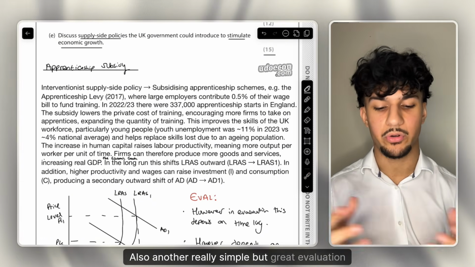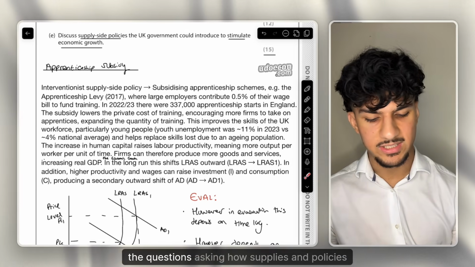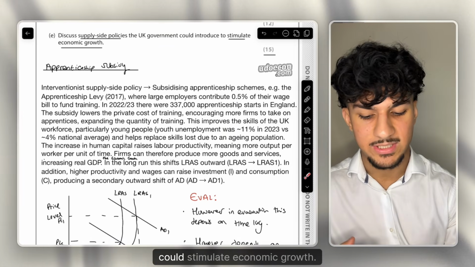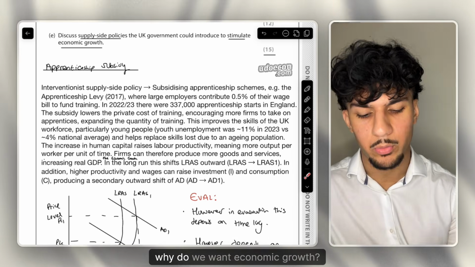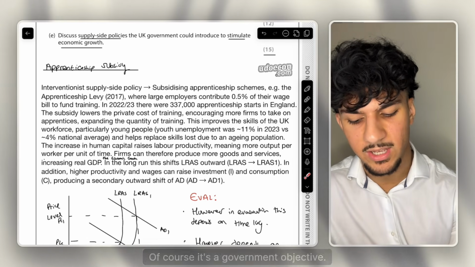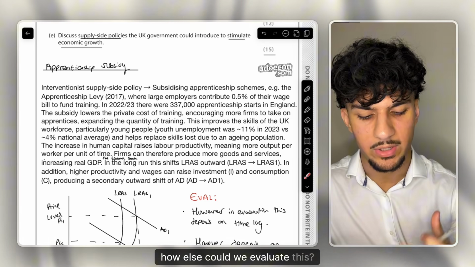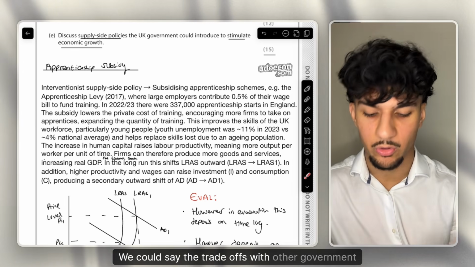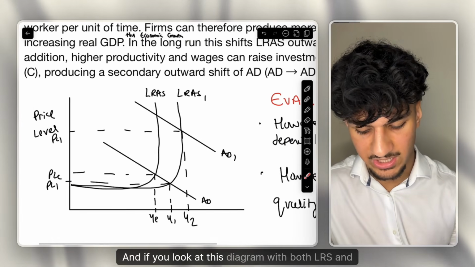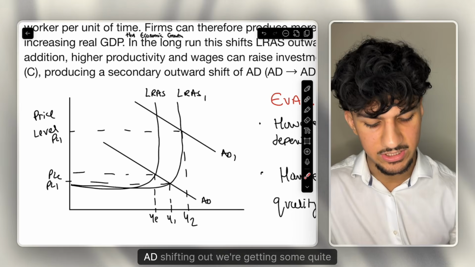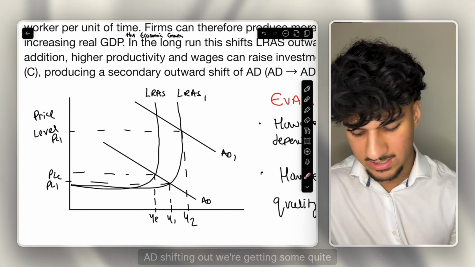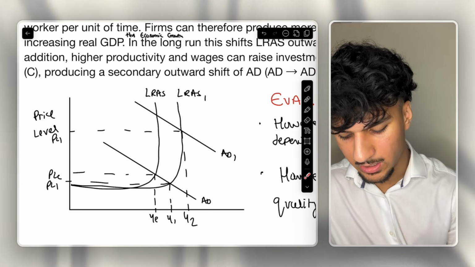Also, another really simple but great evaluation point: the question is asking how supply side policies could stimulate economic growth. Economic growth, why do we want economic growth? Of course, it's a government objective. So then how else could we evaluate this? We could say the trade-offs with other government objectives. And if you look at this diagram, with both LRS and AD shifting out, we're getting some quite substantial inflation.